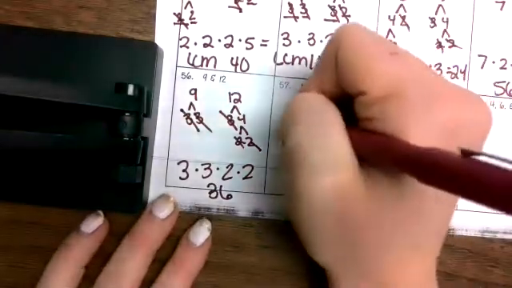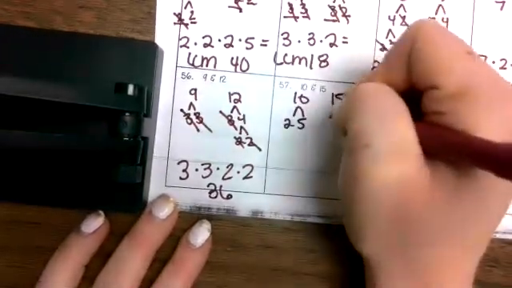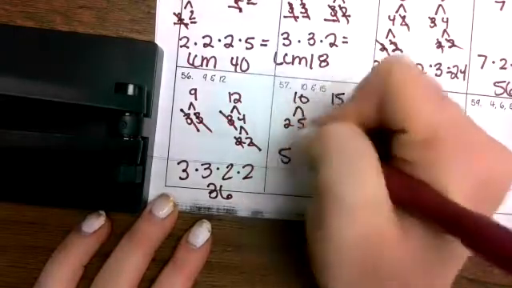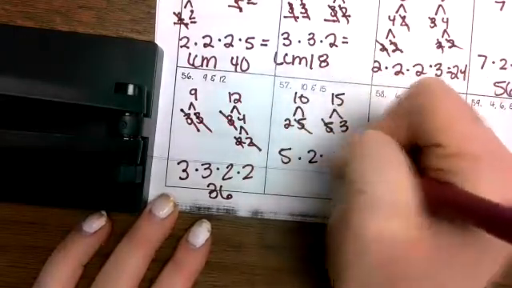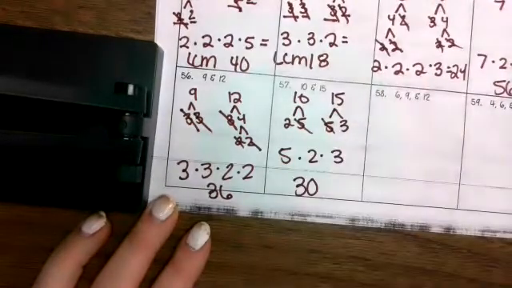Now we're going to do our 10, which is 2 and 5. Our 15, which is 5 and 3. We see they have a 5 in common. Then they have a 2 and a 3. So our least common multiple here is 30.